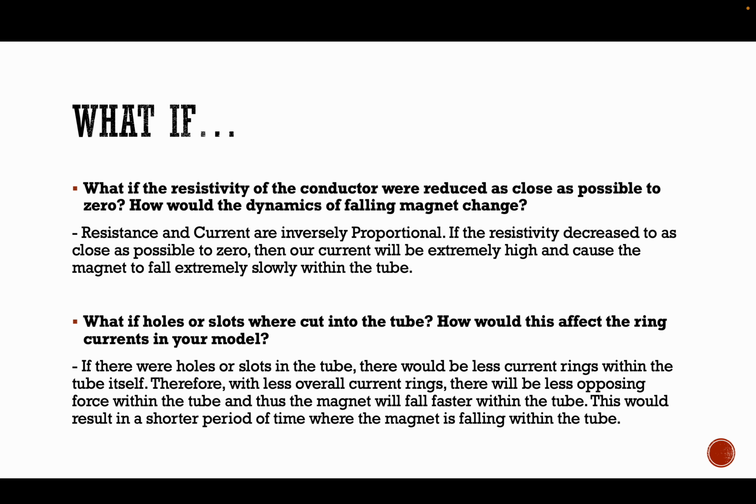Also, what if holes or slots were cut into the tube? How would this affect the ring currents in your model? If there were holes or slots in the tube, there would be fewer current rings within the tube itself. Therefore, with fewer current rings, there will be less opposing force within the tube, and thus the magnet will fall faster within the tube. This totally makes sense according to the law, and this would result in a shorter period of time where the magnet is falling within the tube. Thank you very much.